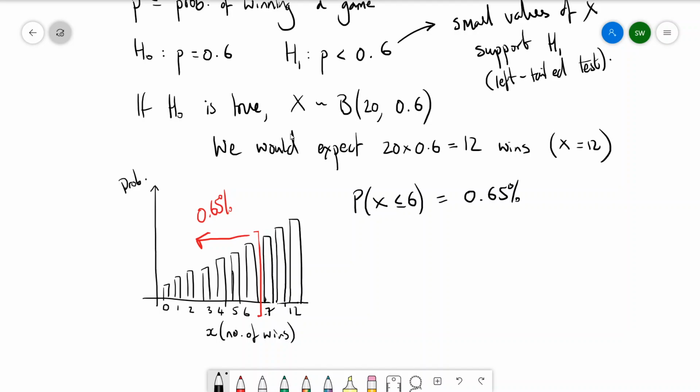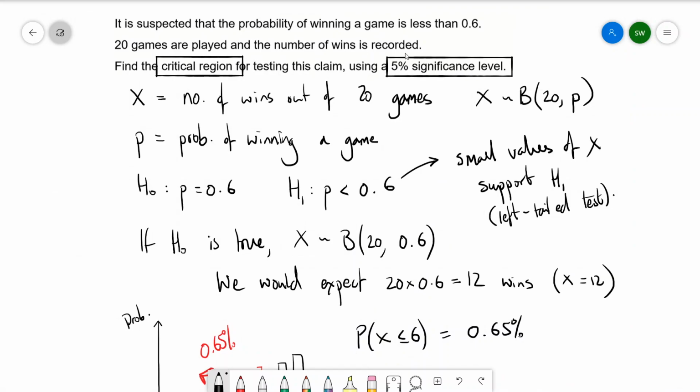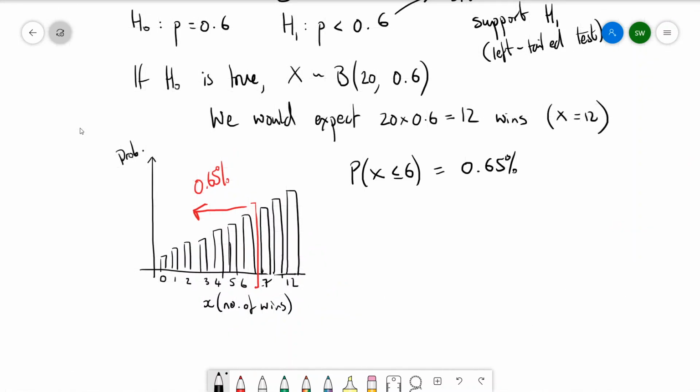So what we can do is make our critical region a little bit bigger. We want it as close to 5% as possible, but no more than 5%. We're not allowed the probability of being in our critical region to be more than 5%, but we want to try and get as close to 5% as possible. So that means we can make our critical region a little bit bigger and include more x values. So we could try the next value along, and actually let's try the probability of x being less than or equal to 7.